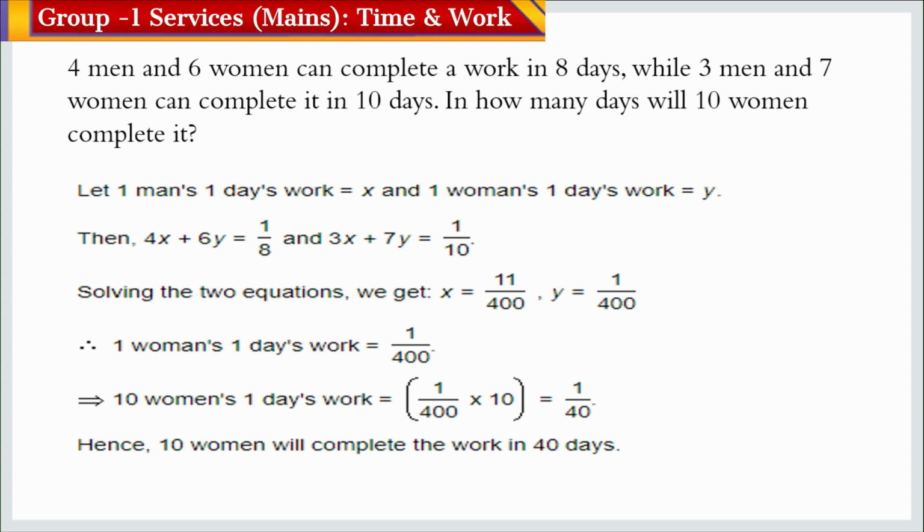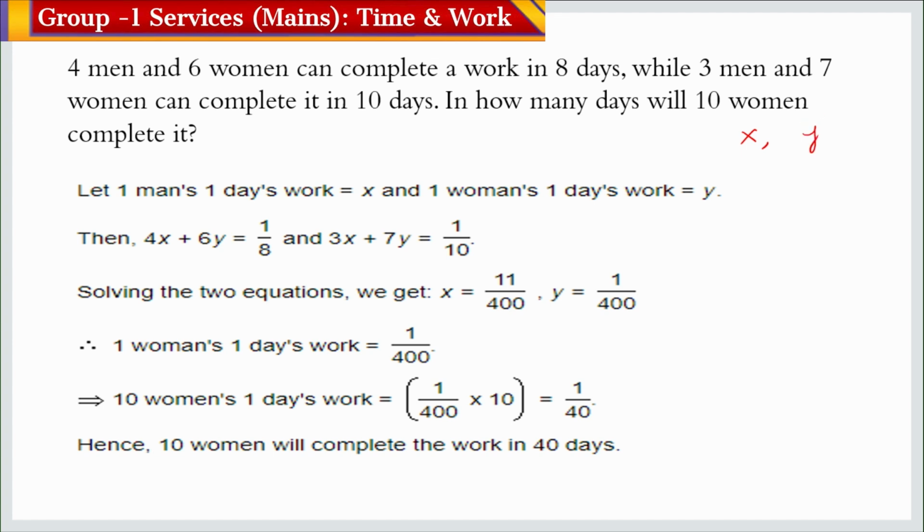4 men and 6 women can complete a work in 8 days, while 3 men and 7 women can complete it in 10 days. In how many days will 10 women complete it? 4 men and 6 women can complete the work in 8 days. Okay. So, we do not know the work done by men in 1 day, say x. The work done by women in 1 day, say y.